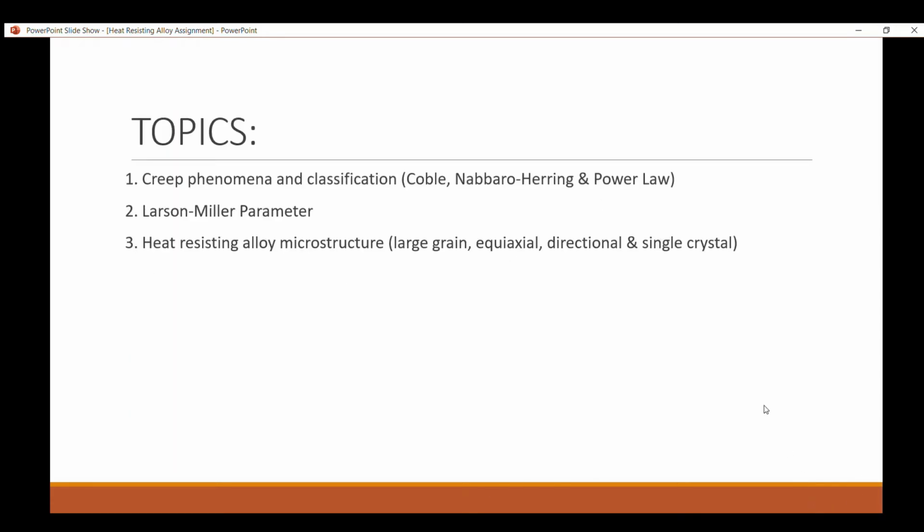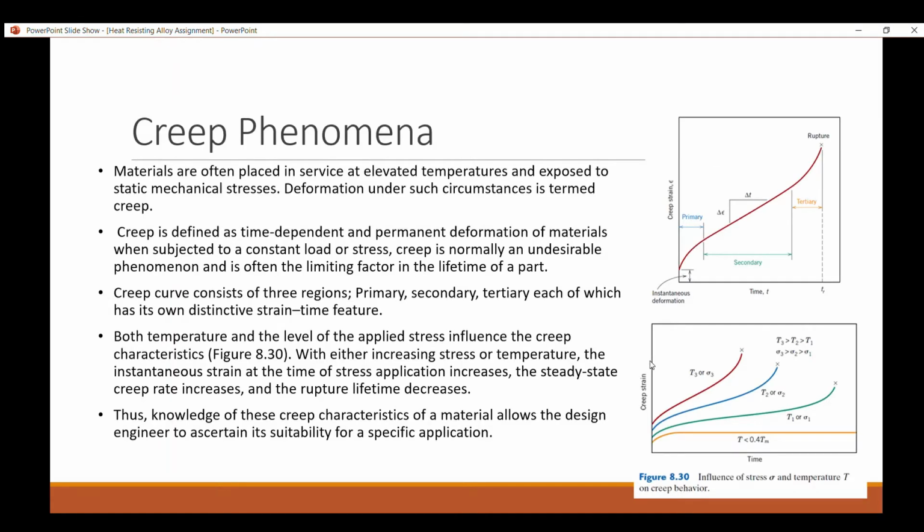The topics we're going to cover are the creep phenomenon and classification, the Larson-Miller parameter, and heat resisting alloy microstructure. Firstly, I'm going to talk about the creep phenomena. To start off, I'm going to explain the definition of creep.